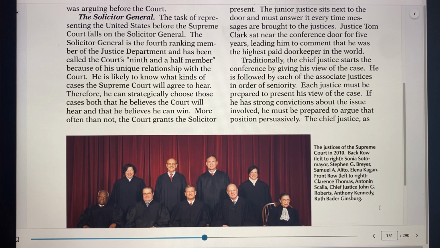It says here, the Solicitor General is the fourth ranking member of the Justice Department and has been called the court's ninth and a half member. You know, there's nine justices and he's like the half member. Because of his unique relationship to the court, he is likely to know what kinds of cases the Supreme Court will agree to hear. Therefore, he can choose those cases that he believes the court will hear and that he believes can win. What a big job, that he can actually choose which cases will go through the court.